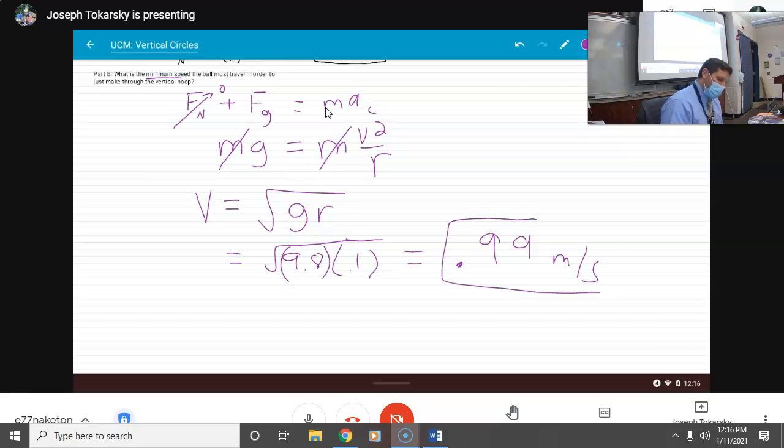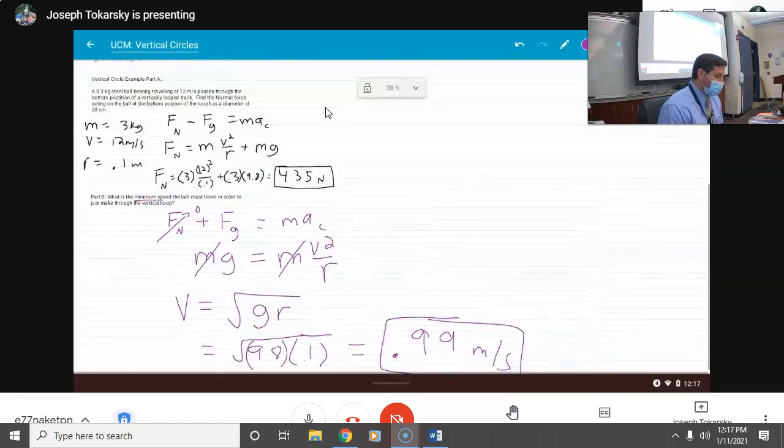If it travels any slower than that, it's not going to make it through a loop that has the features as described in this one. So if I'm a little bit slower than that, I don't make it through. As long as I'm faster than that, I'm good. All right? There's some minimum where I'll just make it. If I'm faster, I'm definitely good. So that's how we go about finding it. Any questions on that?